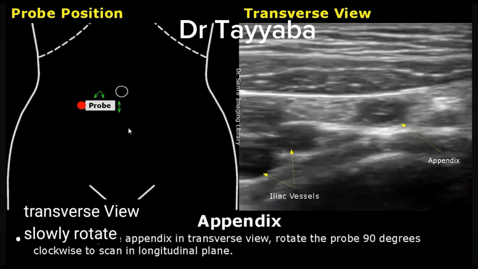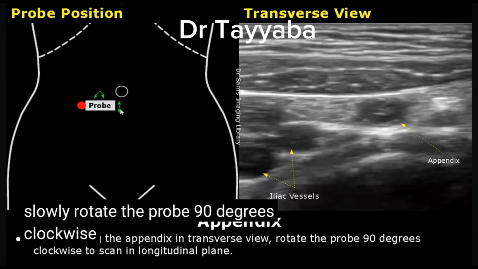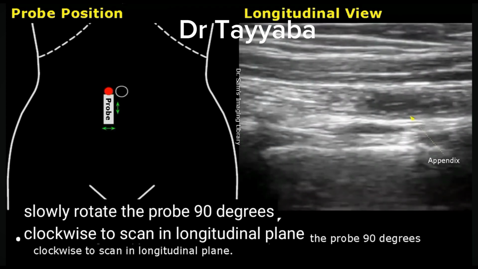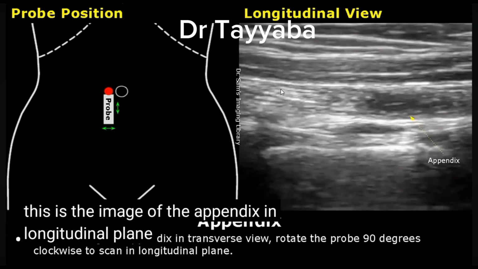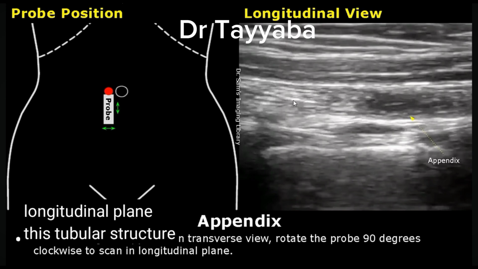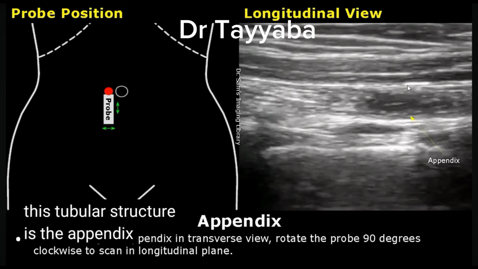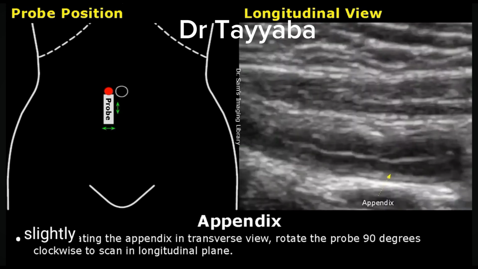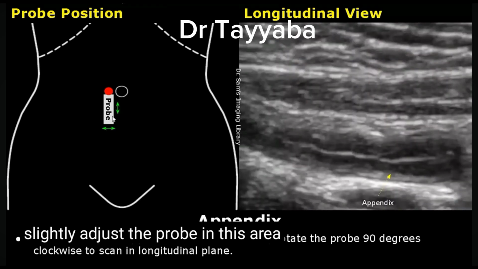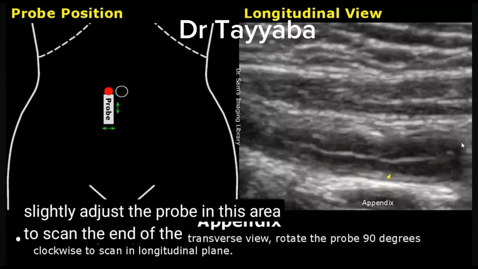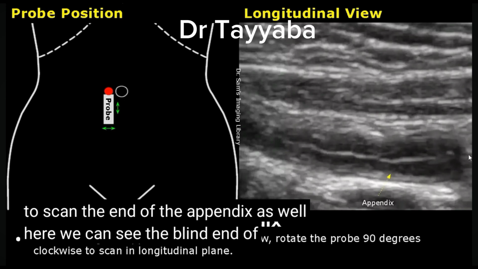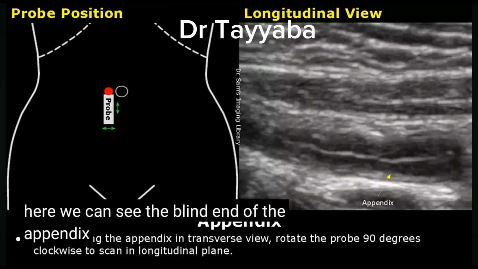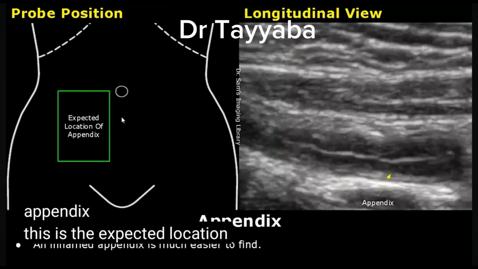After locating the appendix in transverse view, slowly rotate the probe 90 degrees clockwise to scan in the longitudinal plane. This is the image of the appendix in longitudinal plane. This tubular structure is the appendix. Slightly adjust the probe in the area to scan the end of the appendix. Here we can see the blind end of the appendix.